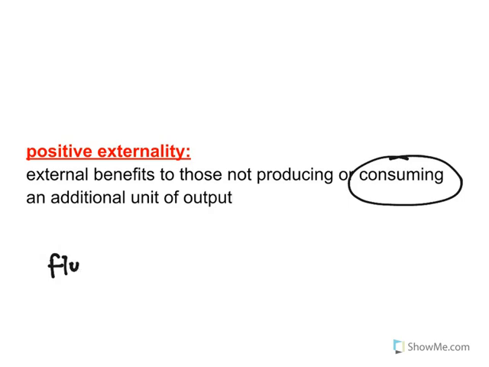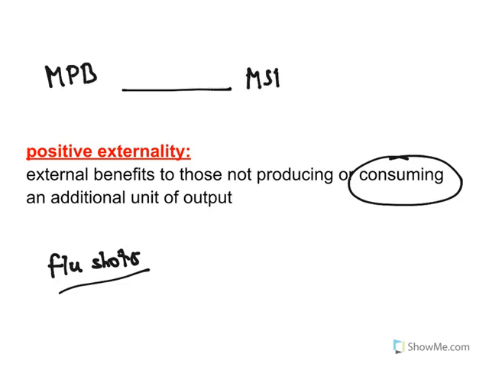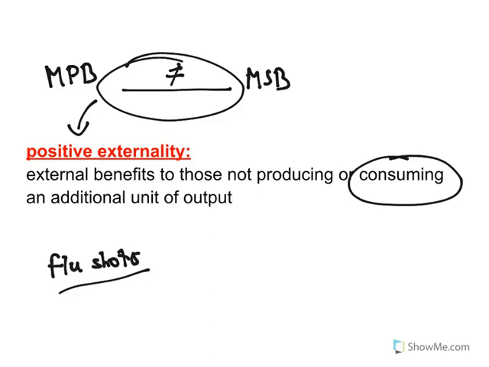A good example of a positive externality, which I mentioned before, is flu shots. If I know people around me have gotten flu shots, maybe I don't get a flu shot myself because I'm getting that external benefit from others getting the flu shots. And that's not desirable for society. In other words, there's a gap between marginal private benefit and marginal social benefit, and that gap, which makes these two things not equal, is what we call a positive externality.